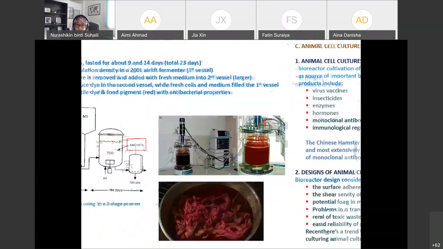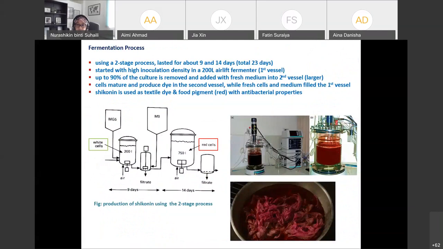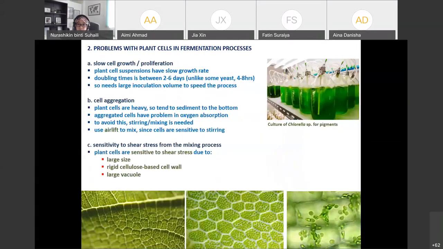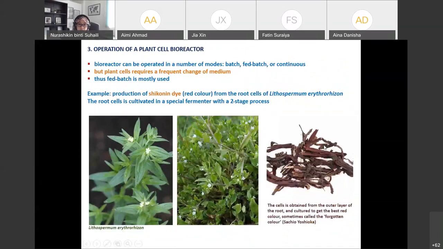So just now, this one is the red pigment production, right? The one that I showed in the beginning is the chlorella. This is the green pigment, right? So this is under plant cells. Shikonin is also under plant cells because it is extracted from this plant.